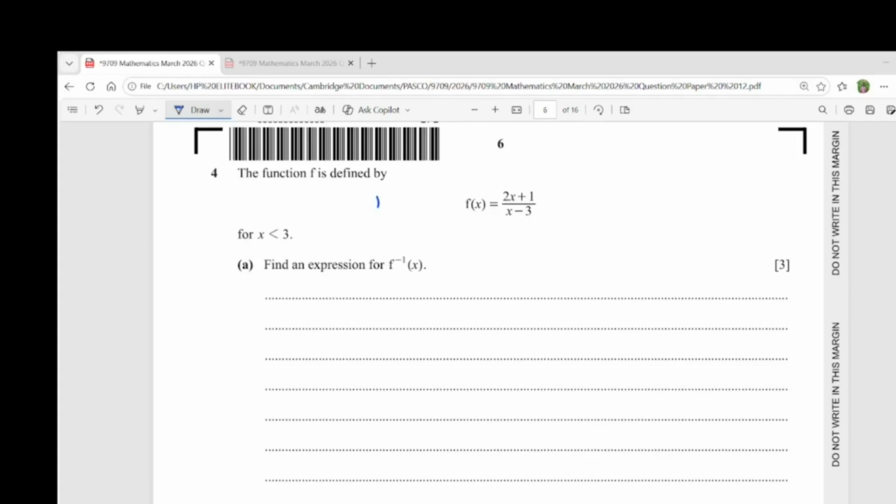First of all, you let y equals f of x, which is the same as 2x plus 1 all over x minus 3. And then at this point, you can decide to make x the subject and when you finish, you interchange x and y, or you interchange x and y first, and then you make y the subject. So I'm going to change them first. So x is equal to 2y plus 1 over y minus 3. Then we make y the subject.